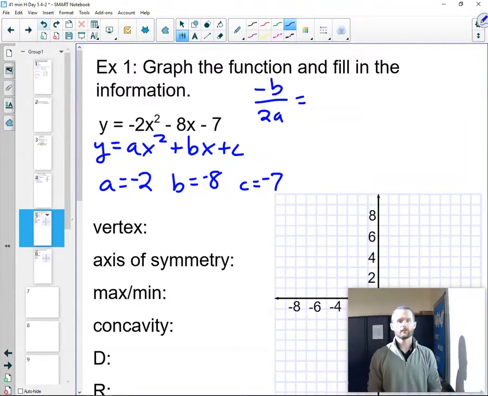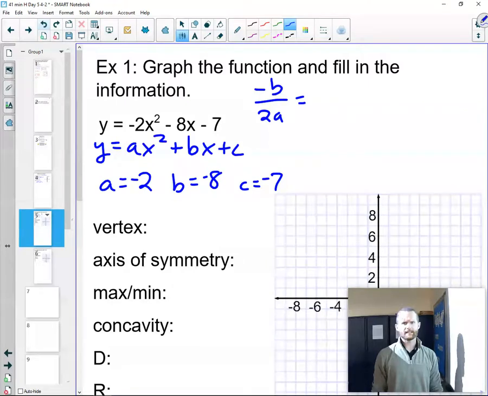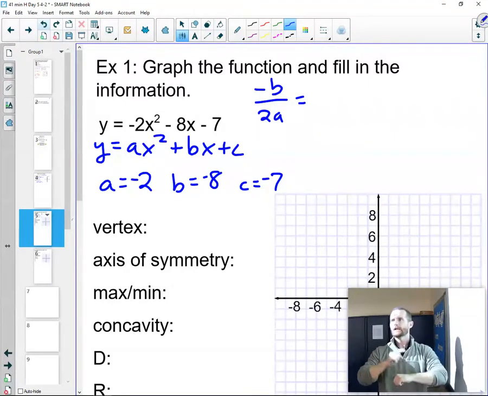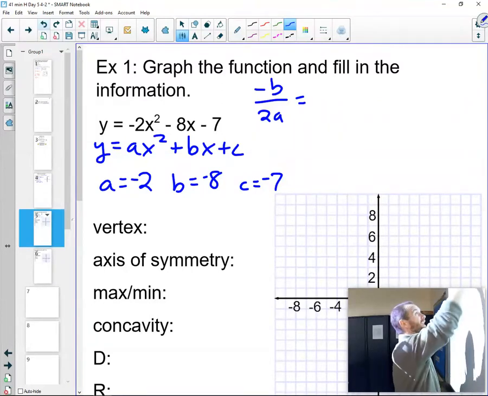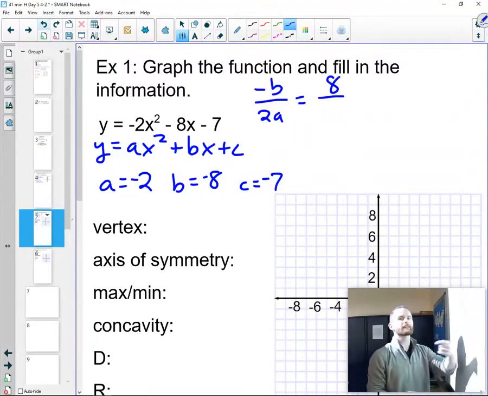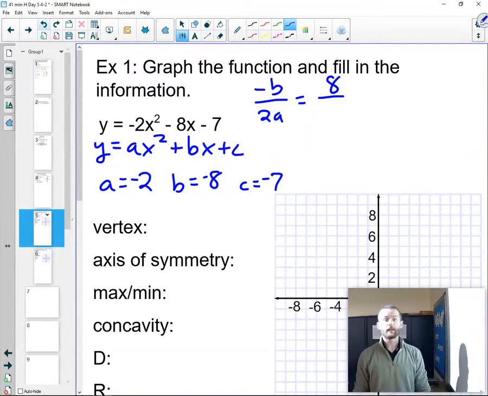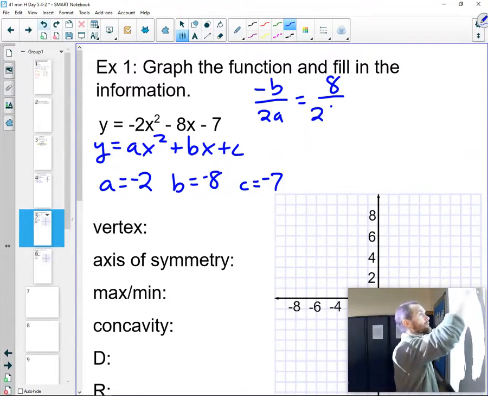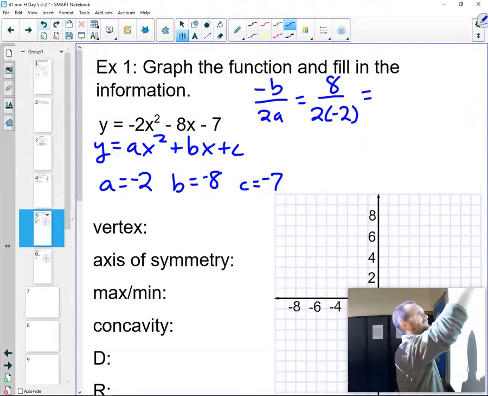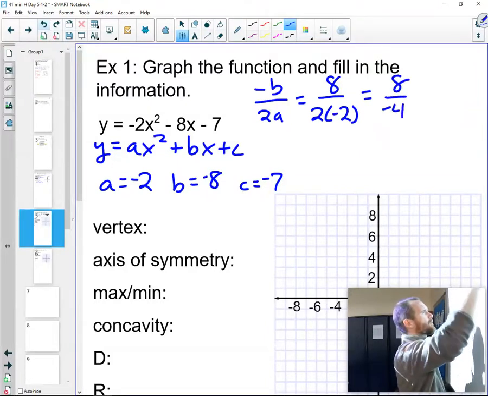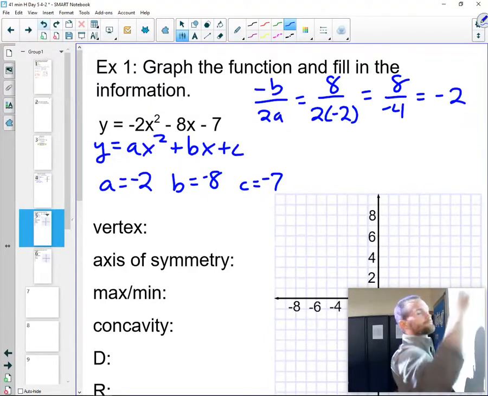So it's negative b divided by 2a. So b is negative 8, so negative b means negative 8. So those double negatives come out to a positive. Minus a negative becomes positive. Then 2 times a, that's just 2 times negative 2. And that's 8 divided by negative 4. So we get negative 2.